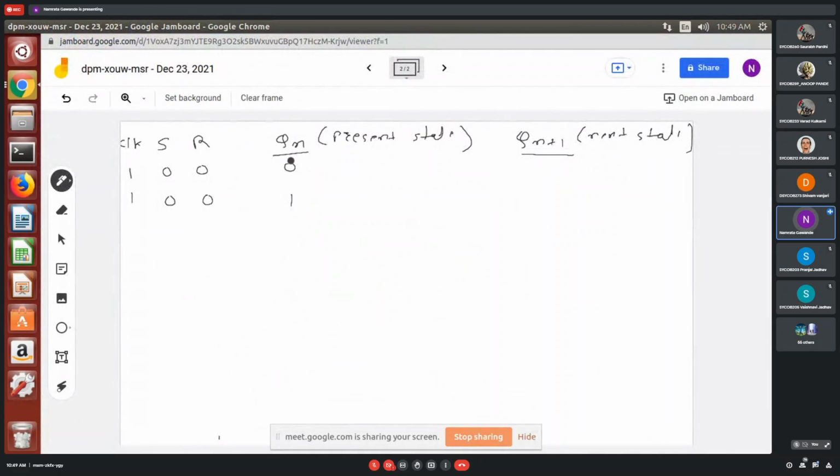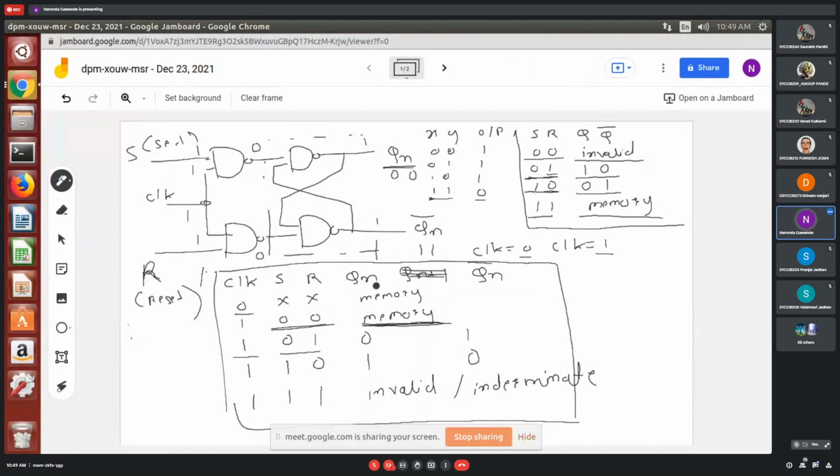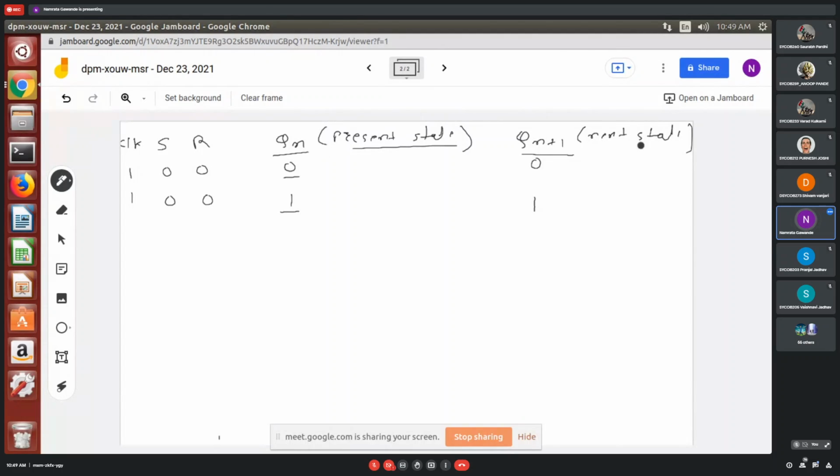For this, if Qn is 0 and Qn bar is 1, in that case, Qn plus 1 will again be 0 and 1 in the SR flip-flop. See, in the previous table, I had not considered the next state, I had just represented the present state. Here, I am considering the present state and the next state. If the present state is 0 and S and R are 0, I am getting the next state as 0. If S and R are 0 and the present state is 1, the next state is 1. With this same 0, 1, 0, 1, 1, 0, 1, 0.